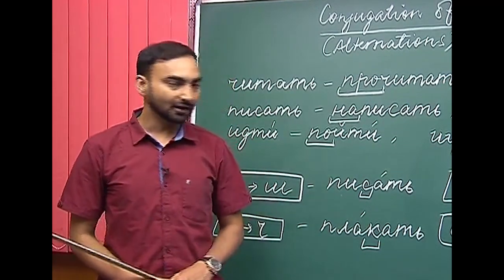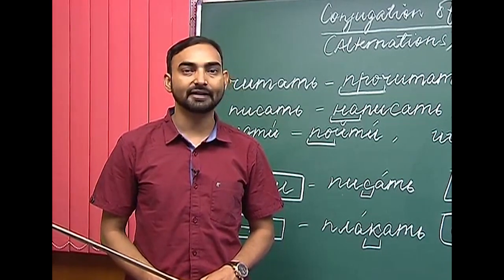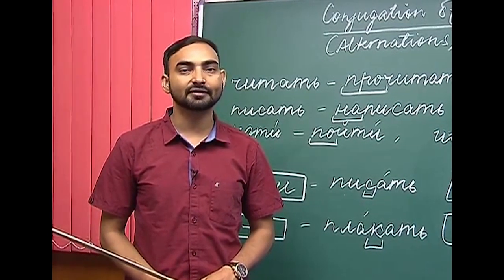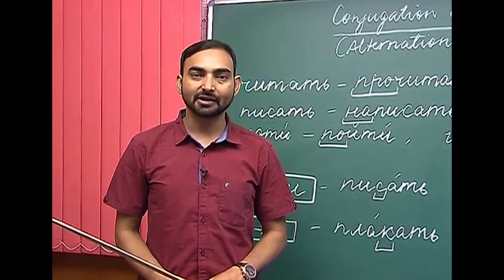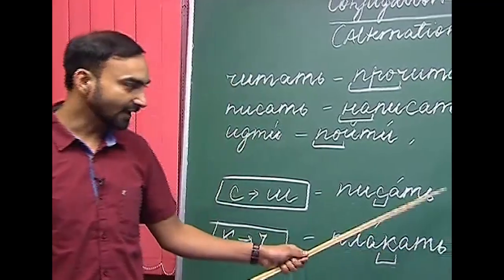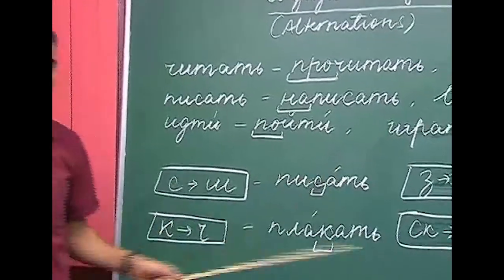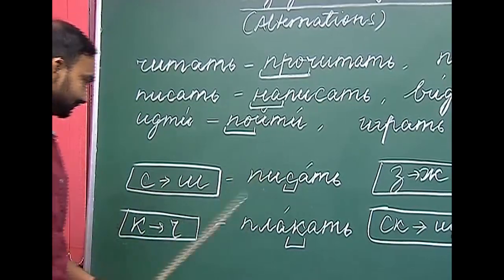Now, there are some alternations of consonants that happen when we conjugate some of the verbs. These alternations can be categorized broadly into some categories. Here I have written some of them. Let us discuss them one by one.